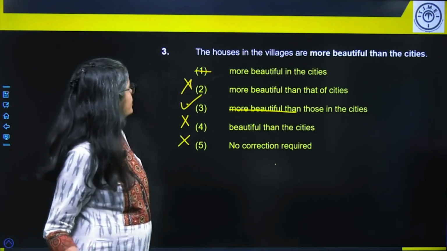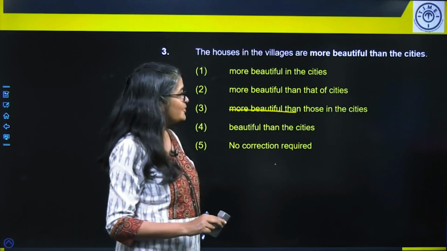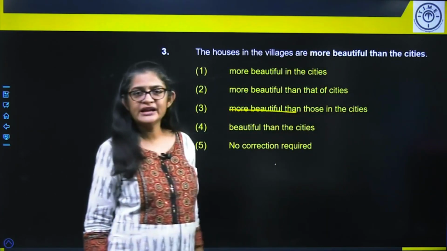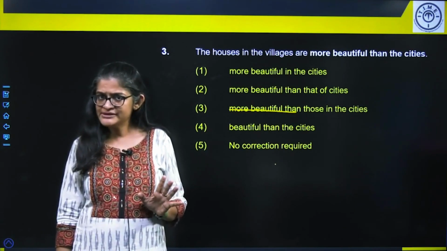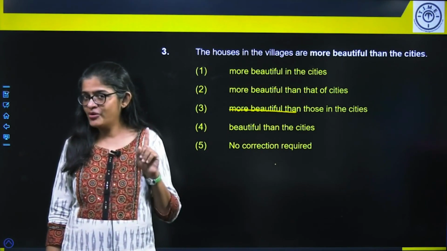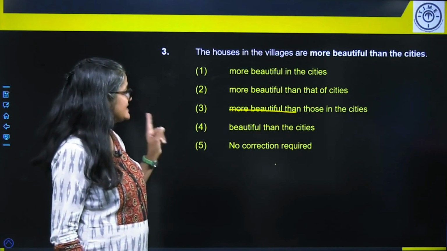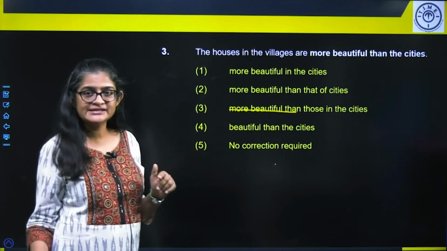The houses in the villages are more beautiful than the cities. The highlighted part is more beautiful than the cities. Correct? Sounds right? A very, very common mistake. Can you look at it once more carefully? The houses in the villages are more beautiful than the cities.